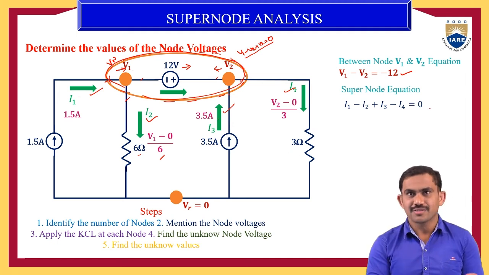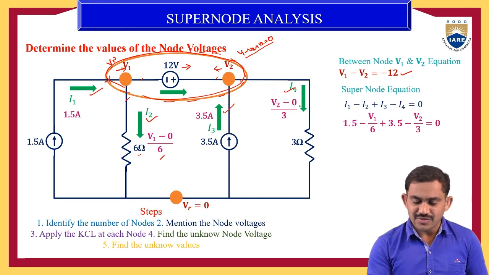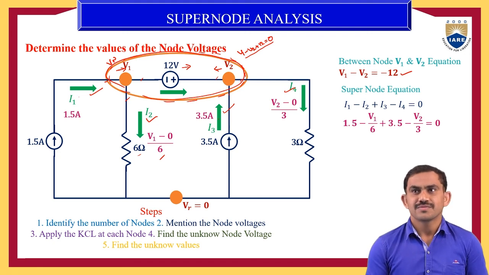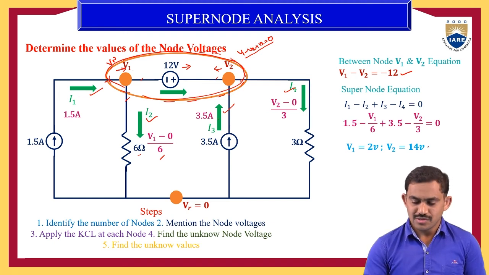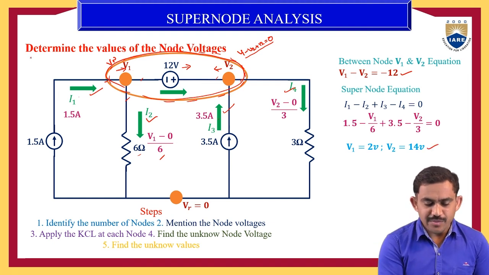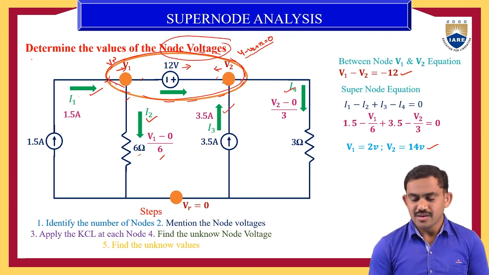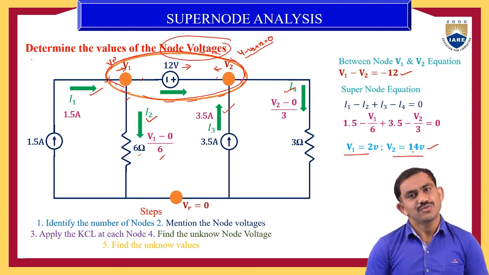Just substitute the I values there. What is the I1 value? 1.5 amps. What is the I2 value? V1 by 6. What is the I3 value? 3.5. And what is your I4 value? V2 by 3. So these are the equations. Just solve those two equations: two values, two equations. You will get the answer. V1 is 2 volts and V2 is 14 volts. We had to determine the node voltages, that means V1 and V2, the two nodes we have. V1 is 2 volts and V2 is 14 volts.